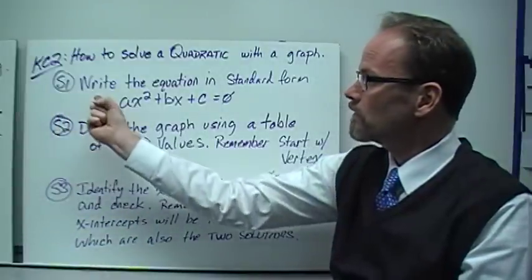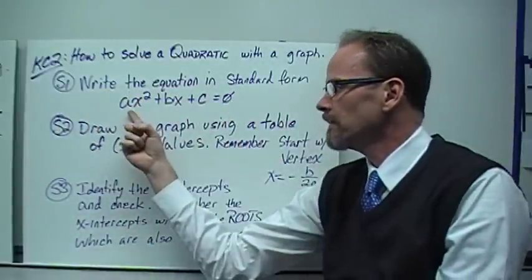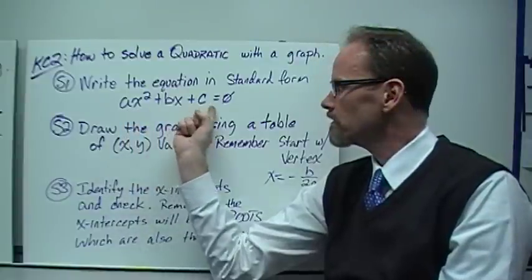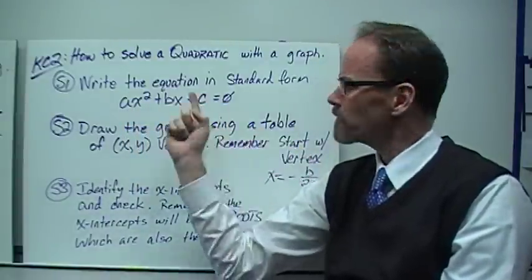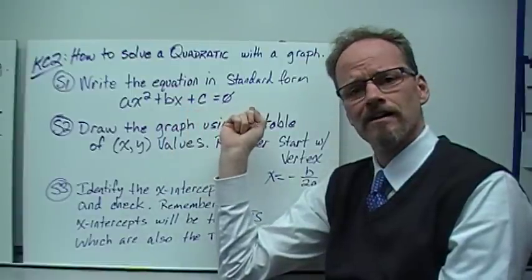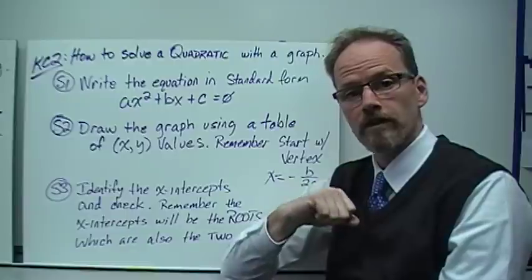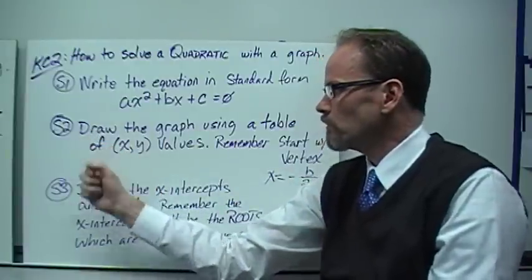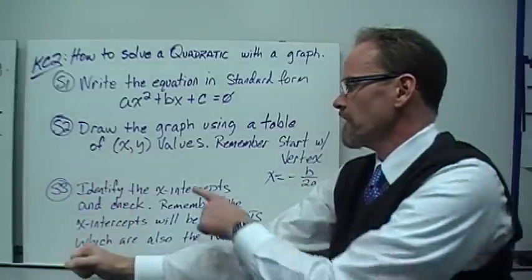First step, we have to remember how to write the equation in standard form. We need to write it so it looks like ax squared plus bx plus c equals 0. Sometimes this c is hanging out on this side, so you may have to do some inverse operations to get it over there. Step 2, we're going to draw the graph using a table of xy values.